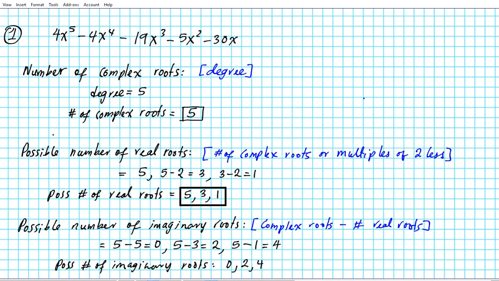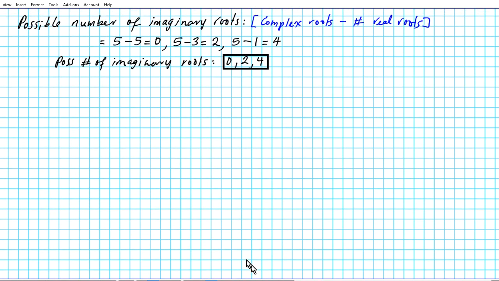Okay? So that's that. Now let's take a look at Descartes' rule of signs in determining the possible number of positive and negative real roots. Okay? All right, let's start with positive. So the possible number of positive real roots.